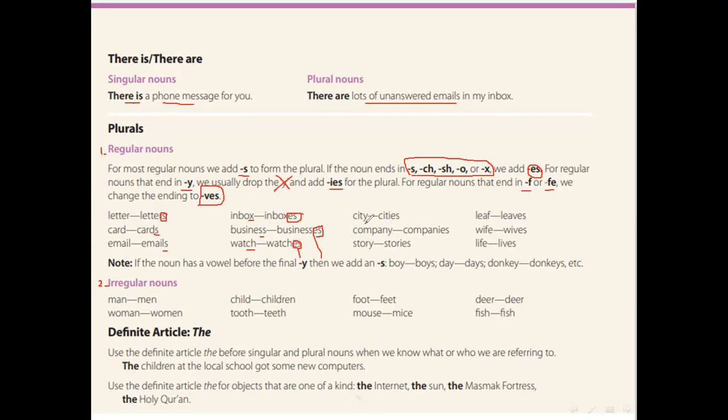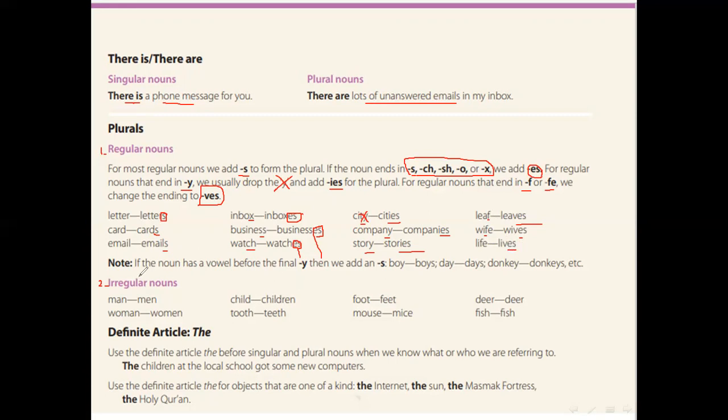What about the nouns which end in y? We must omit or drop y and add ies, like city, cities, company, companies, story, stories. Here's a noun that ends in f or fe, so we change the ending into ves, like leaf, leaves, wife, wives, life, lives. Okay?